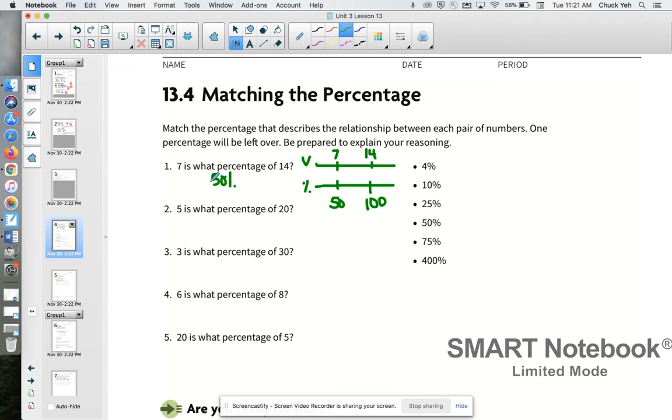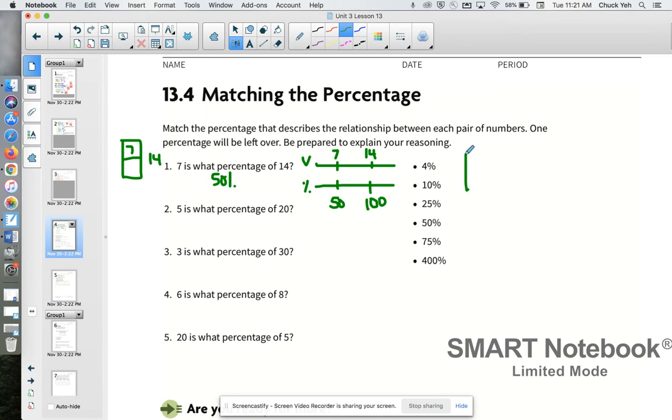Okay? And that makes sense because if I drew this and I said this whole thing was 14, this whole container was 14, wasn't half of that 7? 7 plus 7 is 14, right? Isn't 50% 1/2? 1 out of 2?